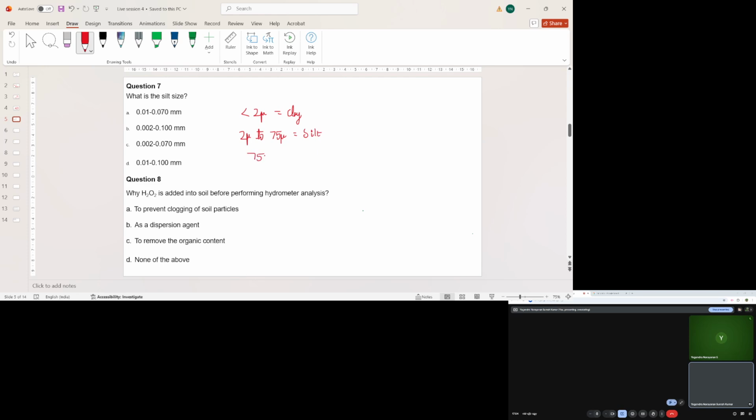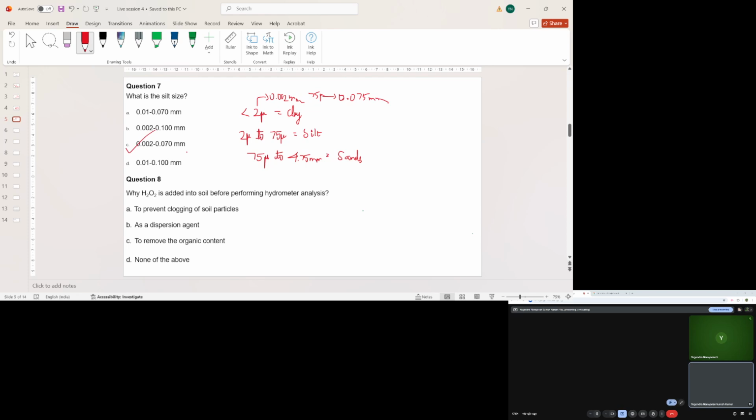75 microns to 4.75 mm is going to be sands, right? Now silt size varies from 2 microns, which is nothing but 0.002 mm, and 75 micron is nothing but 0.075 mm. So the range is going to be option C, right?